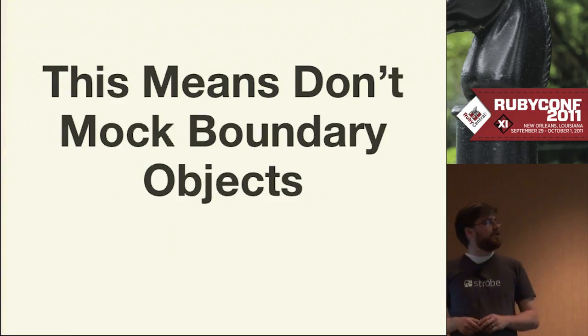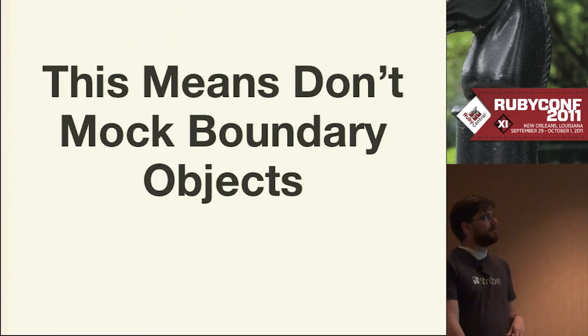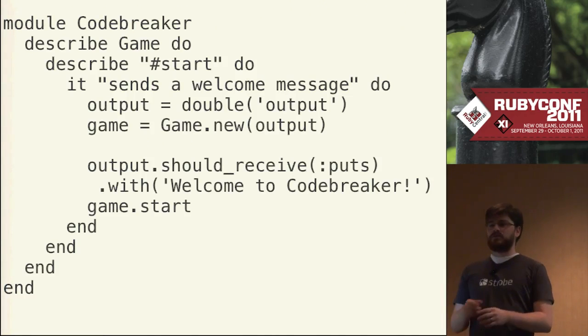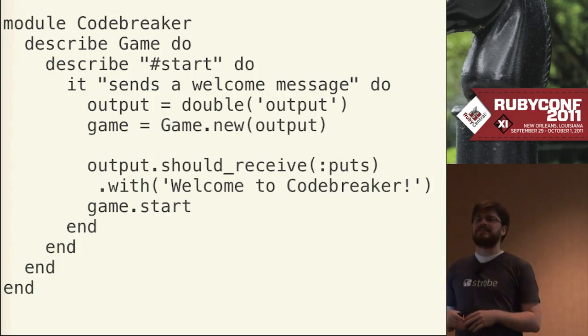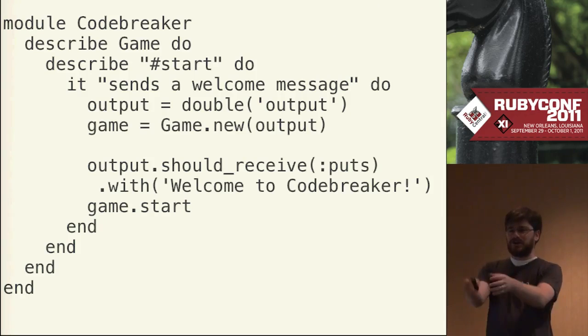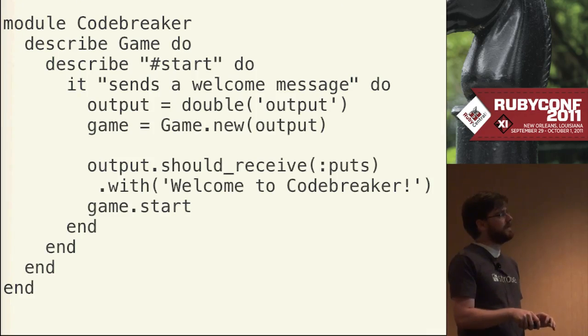And so this means don't mock boundary objects. What do I mean by that? Here's the example that we talked about earlier in relation to the Codebreaker game from the RSpec book. And by the way, when this came up on a blog, Dave Chelimsky actually said that this is the way you should do it. So I'm not necessarily critiquing David. But here is the example, right?